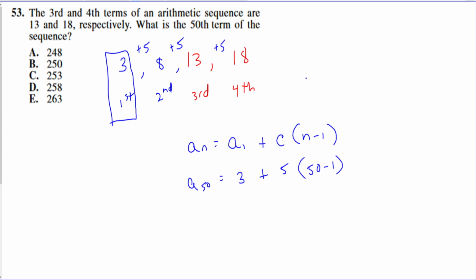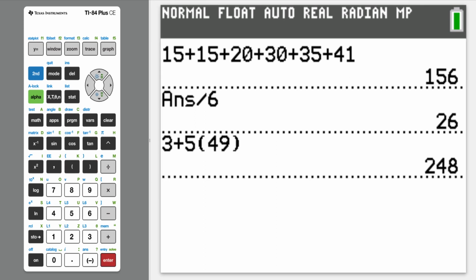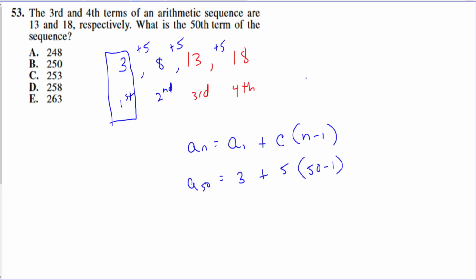So my a sub 50, which is going to be the 50th term of the sequence, is going to be, going to the calculator and typing this in, 3 plus 5 times 50 minus 1, which I'm just going to type in as 49. And that's giving me 248, okay? And I can see that 248 is the very first number on my multiple choice. That is the 50th member of the list.